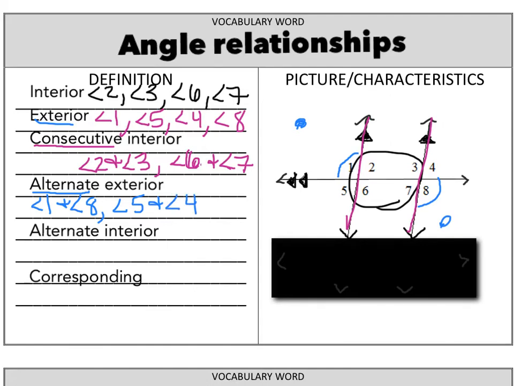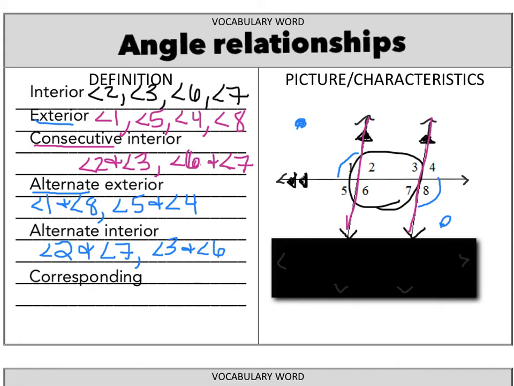Alternate interior angles are the same, except instead of dealing with the outside, we're dealing with the inside. So they alternate on the transversal, however they're on the inside of the two parallel lines. Angle 2 and angle 7 alternate, and they're on the inside. Same thing goes for angles 3 and angle 6.